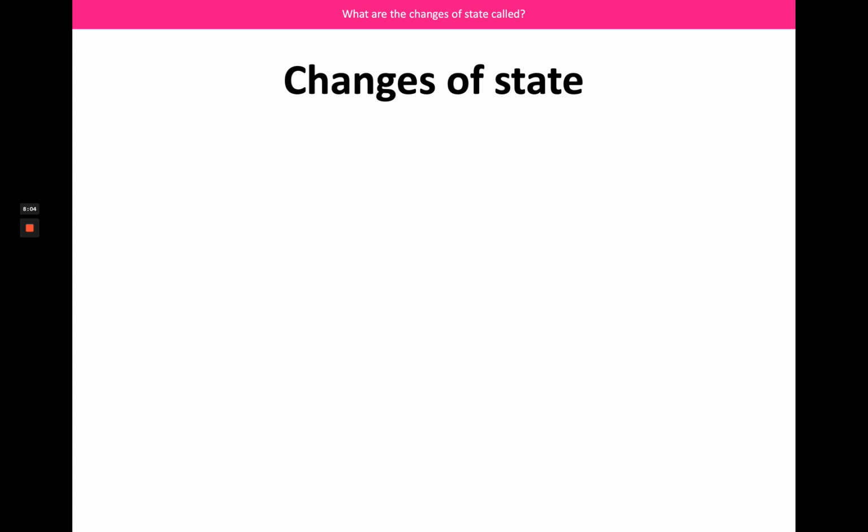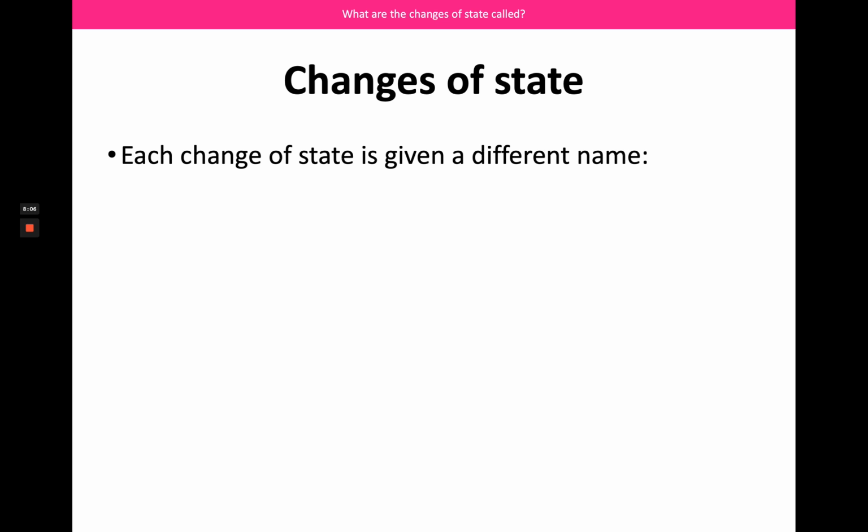So we can now look at these changes of state a little bit more carefully. Each change of state, going from one state to another, is given a different name. If we start with a solid and we go to a liquid, and then of course we can go to a gas, think about what the names of these state changes are in each case, and then I'll reveal them. Maybe pause the video here and think what the name would be for going from a solid to a liquid, from a liquid back to a solid, from a liquid to a gas, from a gas back to a liquid. You want to think about those changes of state.